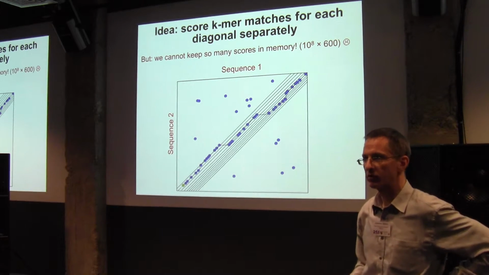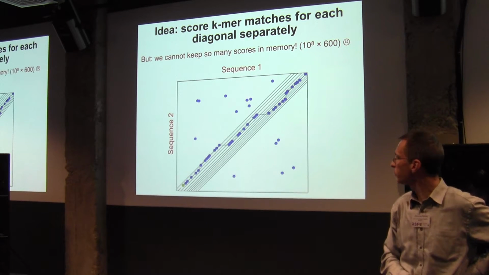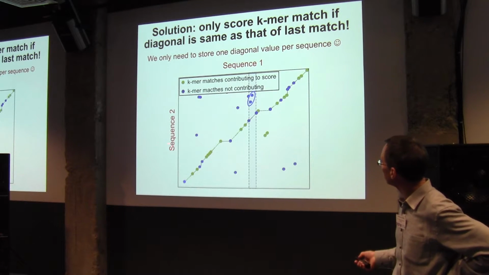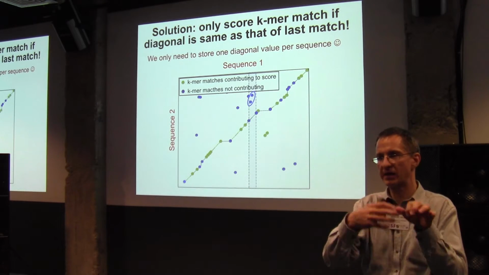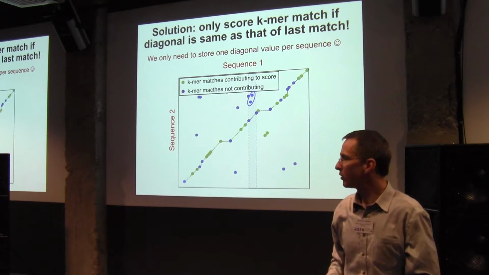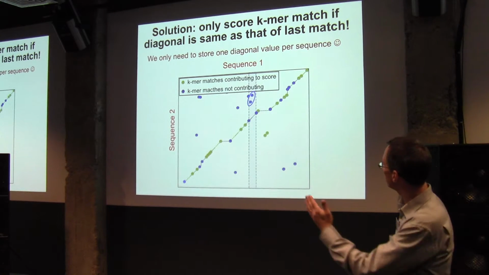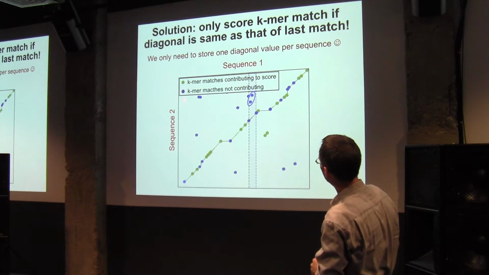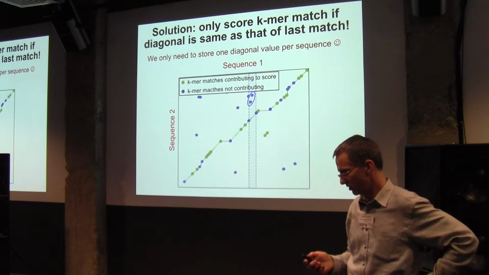So this doesn't work, but that brought us to an idea that combines both advantages. The idea is we don't store the scores for every sequence in every diagonal, but we just store for every sequence the diagonal that we've seen as the last match. And we go through the query sequence from left to right. So let's say this is the query sequence. We look for it in all the database sequences, whether we find a similar k-mer.